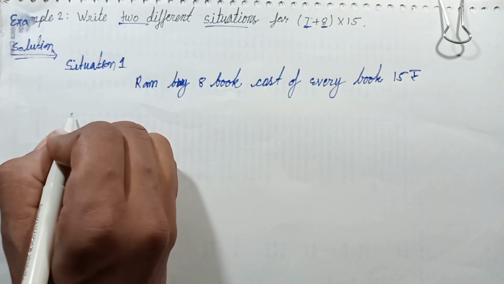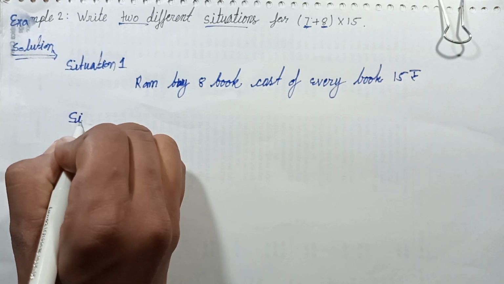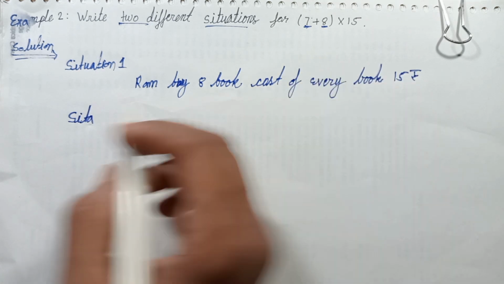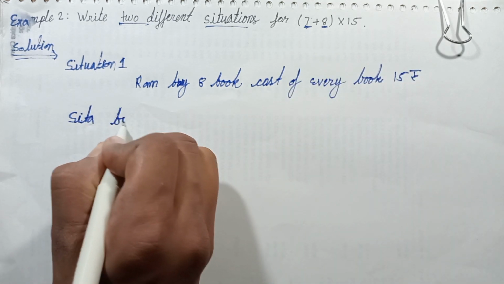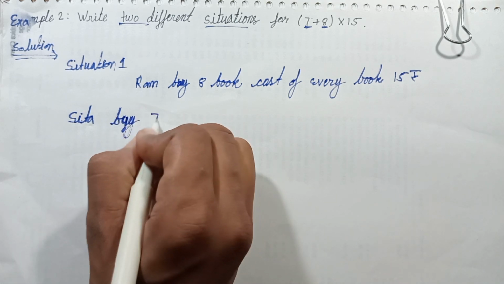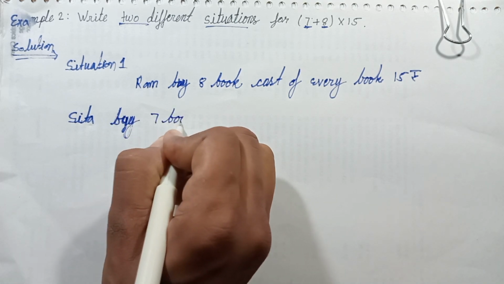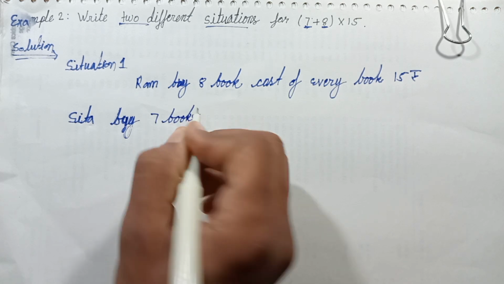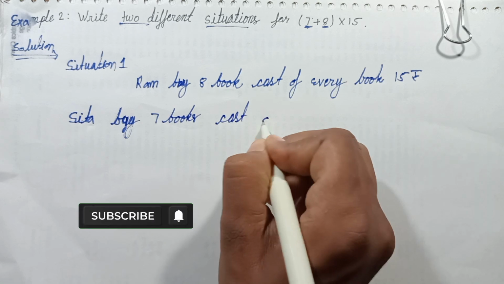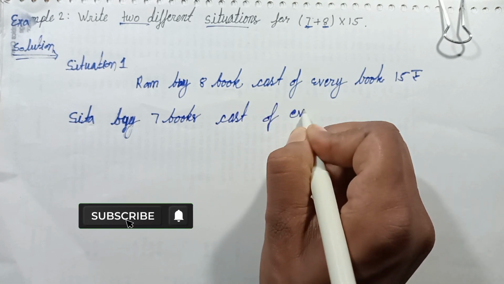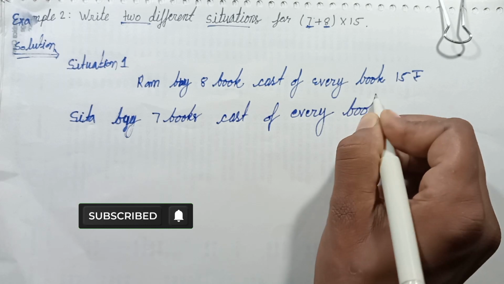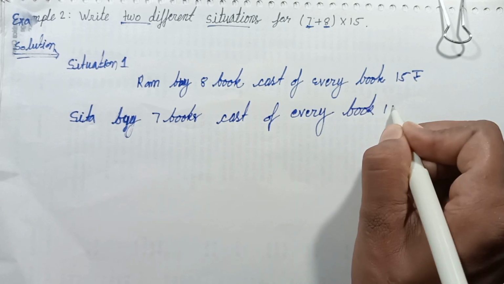Next, Sita buys 7 books. Cost of every book is 15.